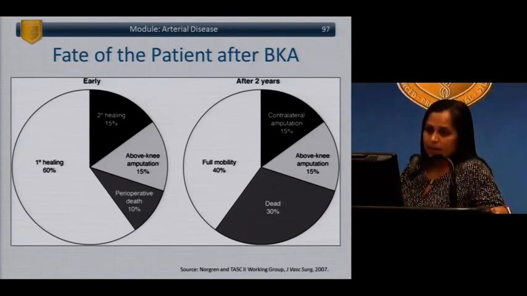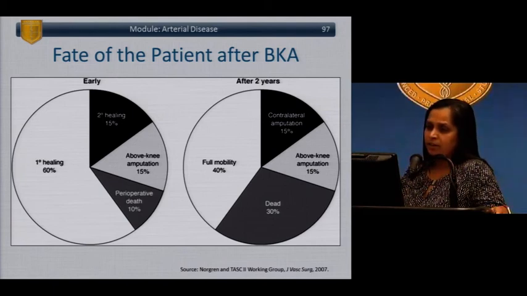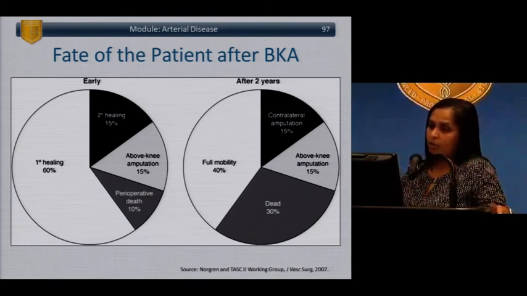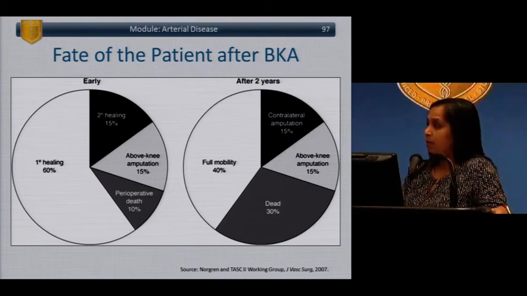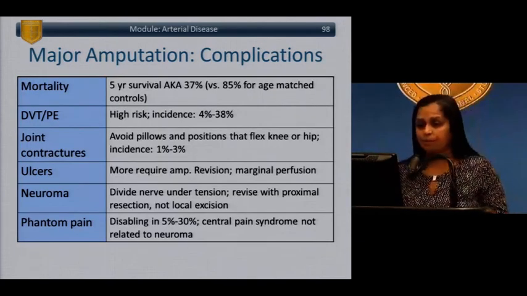So this is what happens to people after a BKA in the early setting. Somewhere around 75% heal, either by primary or secondary intention, but a full quarter may need additional procedures or may not even survive the original procedure in the perioperative period. After 2 years, only 40% of these people have full mobility, and you can see there's a 30% mortality at 2 years in patients that have had an amputation.